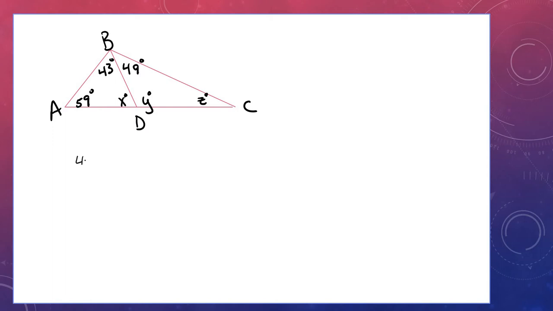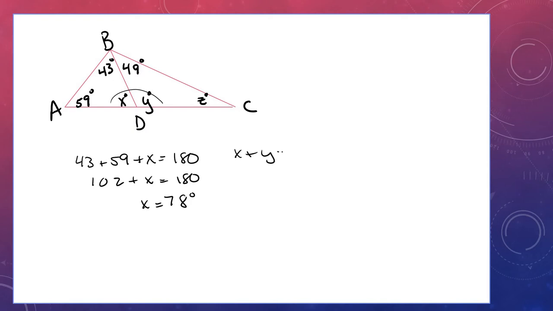Okay, so I started with this left-hand triangle, and I said that 43 plus 59 plus x equals 180. That gives me 102 plus x equals 180, and x equals 78 degrees. Then I went to x and y, and I said x plus y have to equal 180 because they form a linear pair. I already know that x is 78, so therefore y is 102.